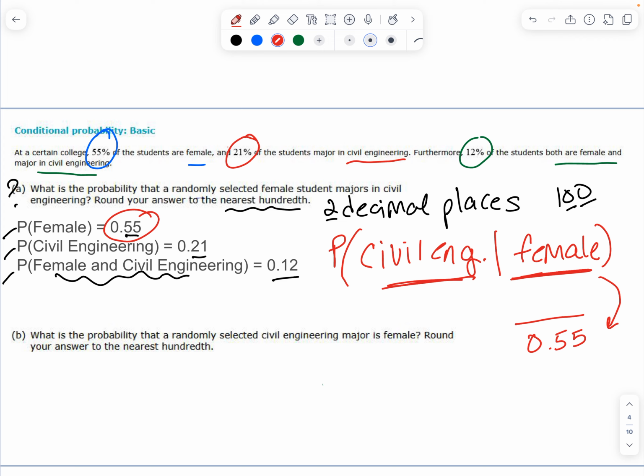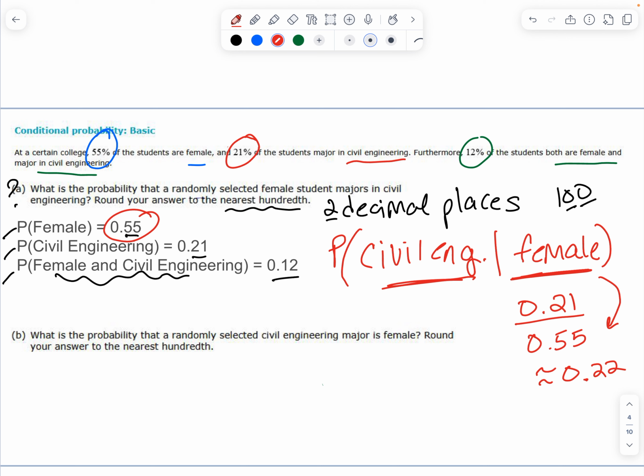Then you'll come up here to the front. The chances of being a civil engineer is 0.21. So if you take your calculator and do 0.21 divided by 0.55, you should get roughly 0.22, or a 22% chance that you would select someone who is female and a civil engineer.